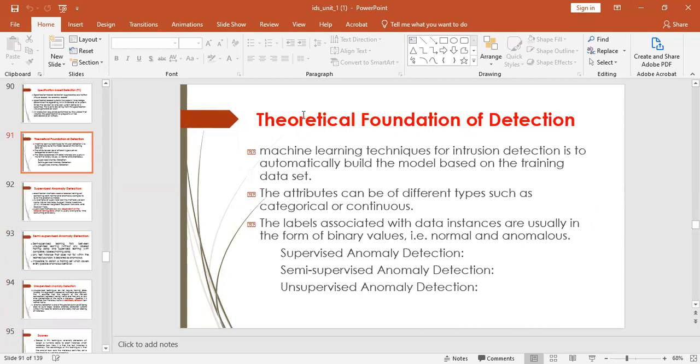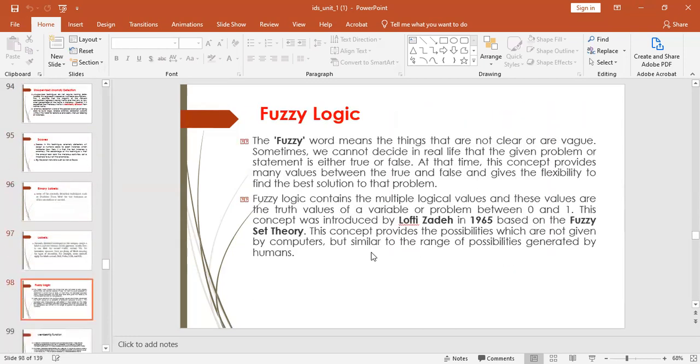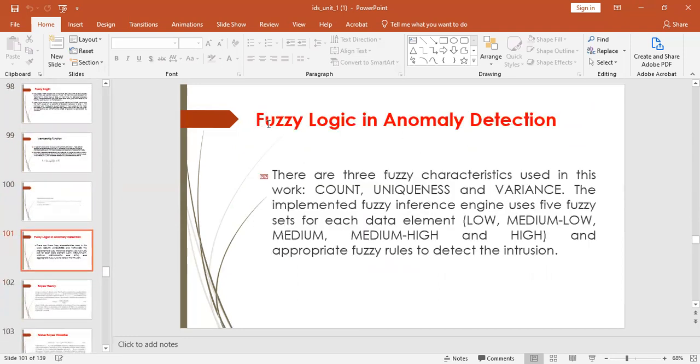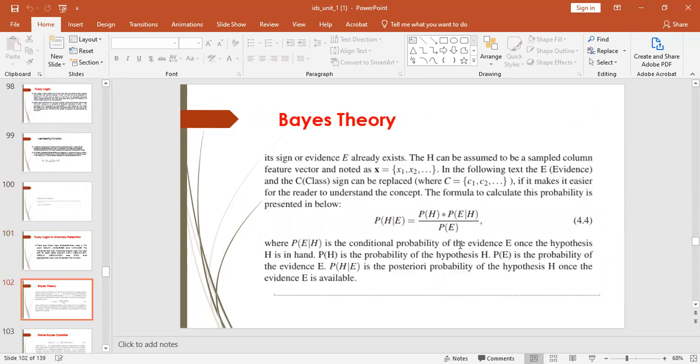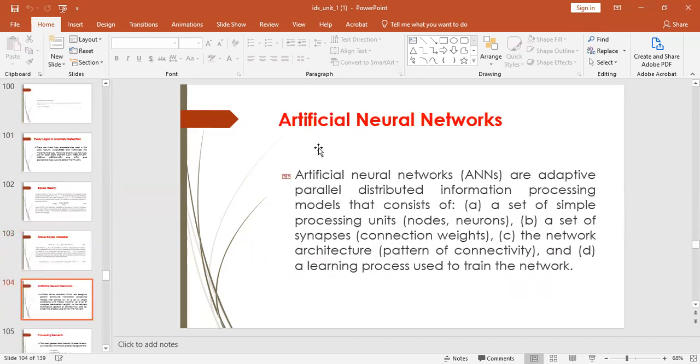Coming to theoretical foundation of detection, this is the second part in the first unit. Here, all the terminology you already know, because in machine learning you might have already studied all these things. How fuzzy logic is used for identifying anomalies, and what theorems are applied. If the question is like this, you have to mention this formula. If you mention this formula and explain how we identify the intrusions by using the mathematical equations, then you will get good marks.